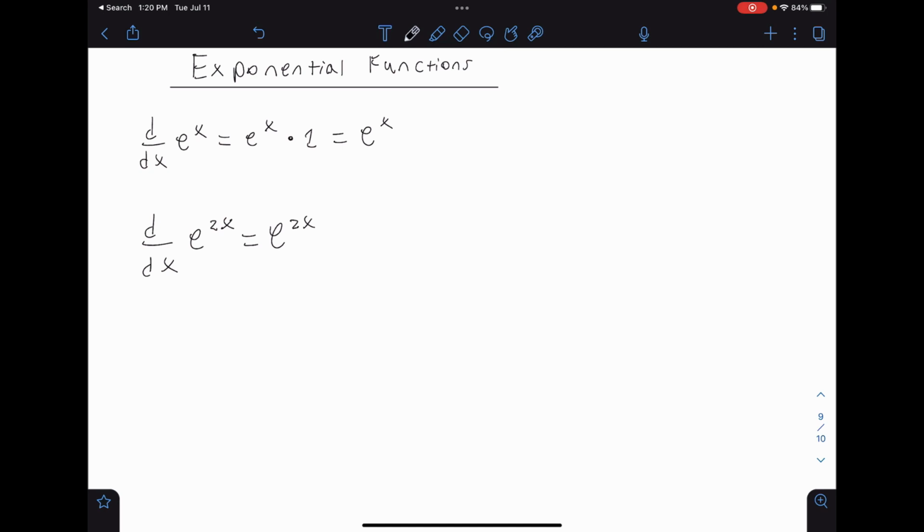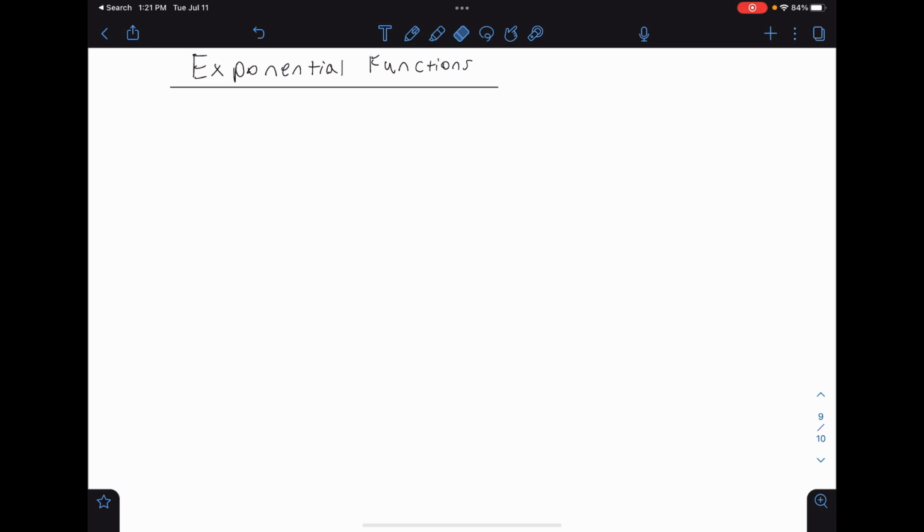2x. What's the derivative of 2x? That's just 2. So 2e to the 2x. Basically, we can generalize this with a formula, so you don't have to just remember the chain rule every time. And that formula can be written out like this. Sorry, I deleted too much there.